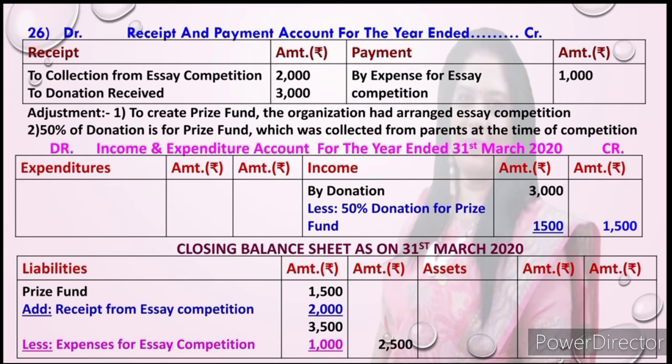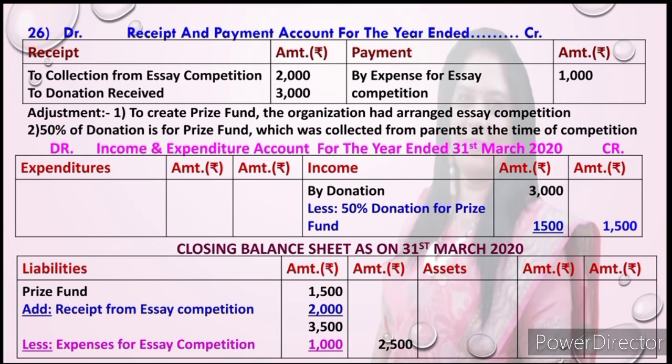50% of donation is for the prize fund, which was collected from parents at the time of competition. So from donation you have to deduct 50% and record it as less 50% donation for prize fund, that is 1500, and in the outer column the amount will be recorded. That 1500 amount is received for the prize fund. So here the prize fund will be created in the balance sheet liability side. Prize fund 1500, that is the 50% amount of donation.